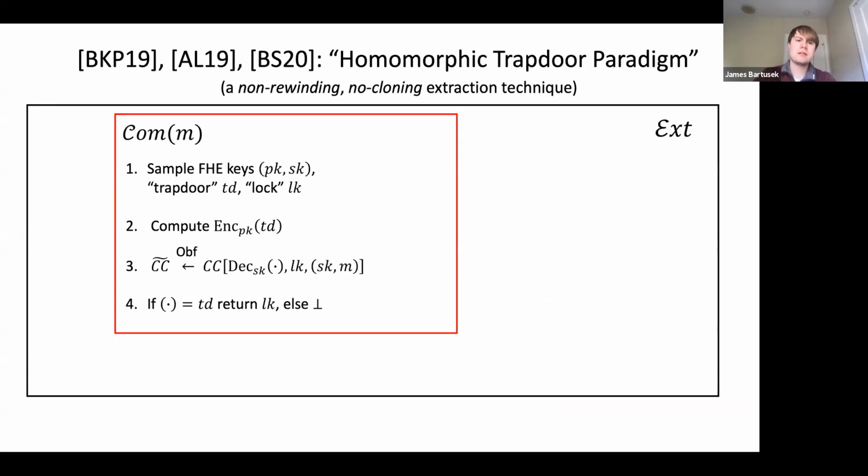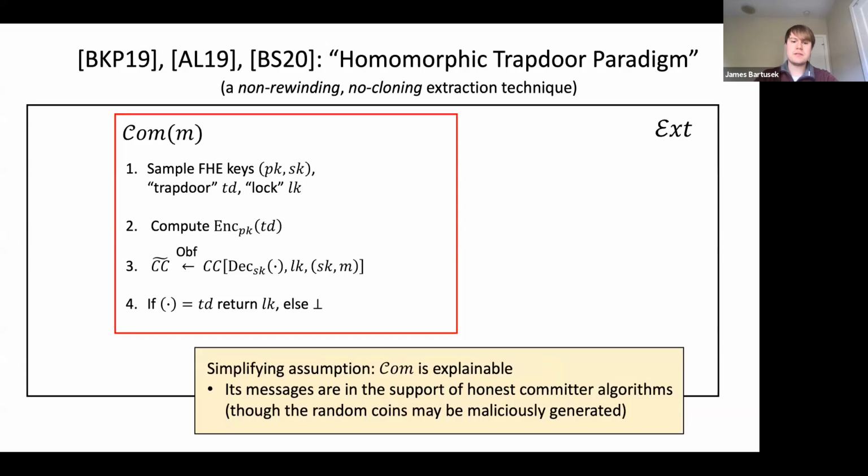So now I'll discuss extraction using this, but first let's make the following simplifying assumption. Let's say that this adversarial committer is explainable. And what I mean by explainable is the following. Every message it outputs is actually going to be in the support of some honest committer algorithm, which means it's consistent with some random coins used by an honest committer. This notion of explainability is a little similar to the notion of semi-malicious, if you're familiar with that. But one difference is that this committer is not actually giving the extractor the random coins it used. It's just guaranteed that the messages it outputs are consistent with some random coins that maybe the extractor doesn't know. And in fact, these random coins could be maliciously generated, in any way.